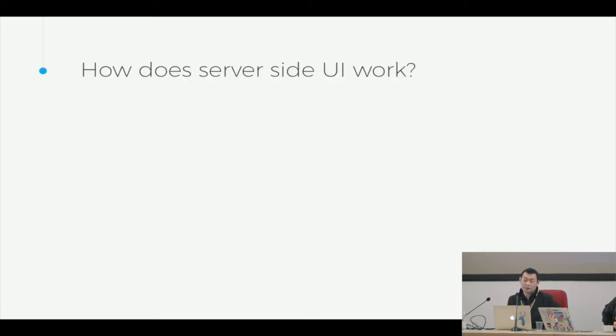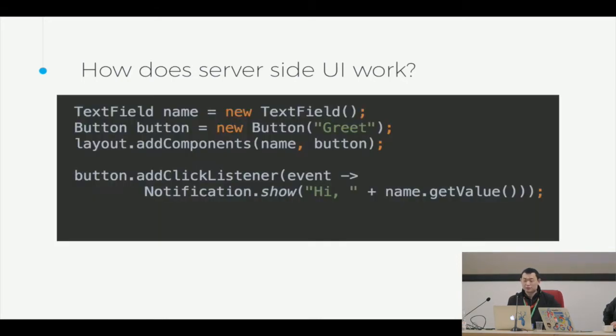And so how does the server-side UI work, actually? The code is quite familiar to every one of you, I think. First, you create some text field and then a button, then add them to a layout, and that's all. And you can add some click listener to that button, which will respond to the click event. One thing to notice is that you could use Java 8 in Vaadin immediately after Java 8 was out. If you have to use that in GWT, you have to wait until GWT 2.8. I think that's also another benefit of using Vaadin.